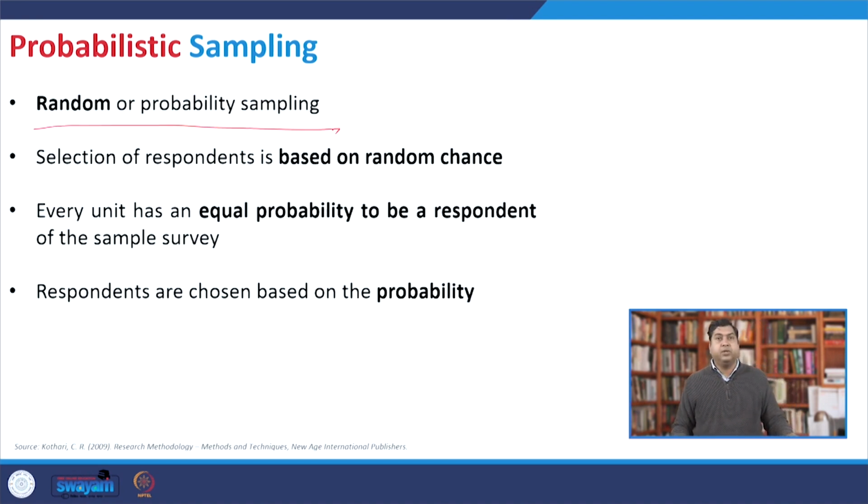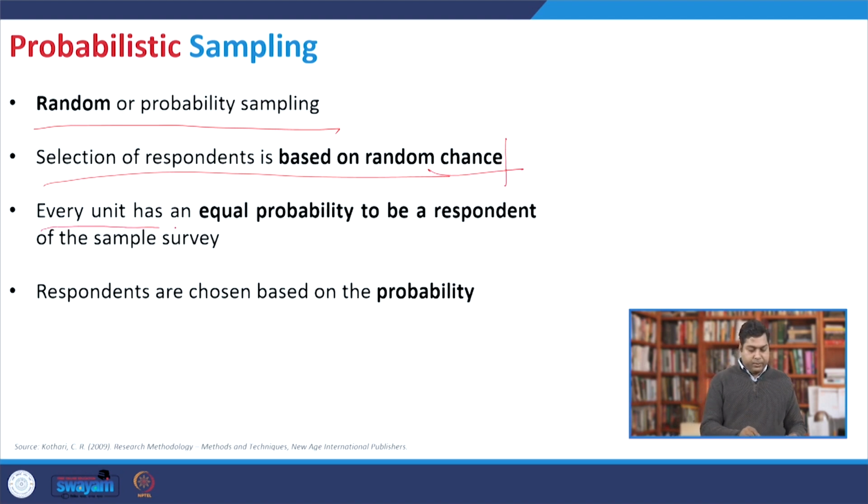In this case we also refer to this as random sampling. Selection of respondents is based on some random chance. It is not based on my convenience or my judgment that I will pick this particular sample out of the population. So in these cases it is much more random, and there is probability. Maybe each will have an equal probability, and depending on the type of probabilistic sampling, we have certain characteristics. In this case, every unit has equal probability to be a respondent of the sample survey.